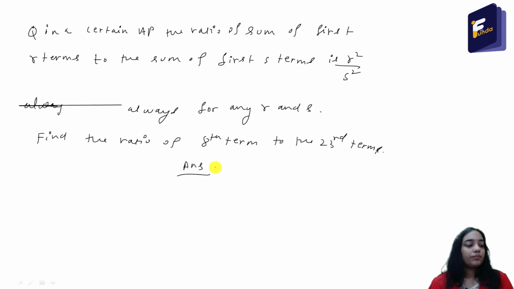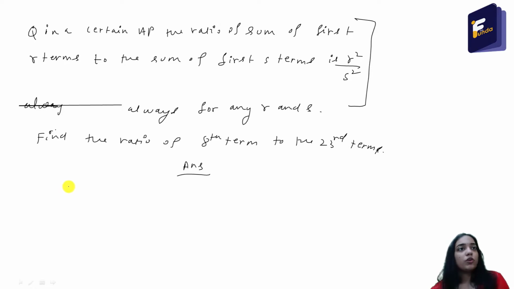So what we are given in this question is that in a certain AP, the ratio of sum of first R terms to the sum of first S terms is R square by S square, always, for any R and S. So find the ratio of 8th term to 23rd term. So first we are going to use this condition, and we will try to get some equation from this condition.